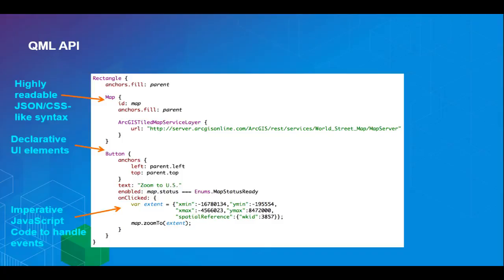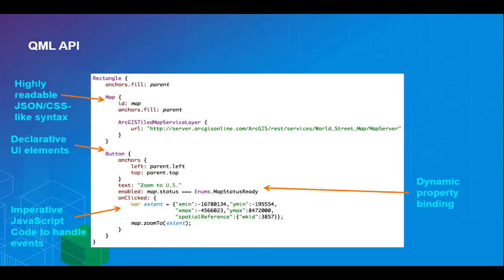And then we have imperative JavaScript code as well. So you're able to handle events from the types, like for the button in this case. When some sort of event has occurred, they call them signals in Qt and QML, you're essentially writing JavaScript code at that point. So you can declare a var and hook it up to an extent, and then tell the map to zoom to that particular extent. That's all running with JavaScript and allowing you to use your JavaScript code. You can even call JavaScript functions from that signal handler.